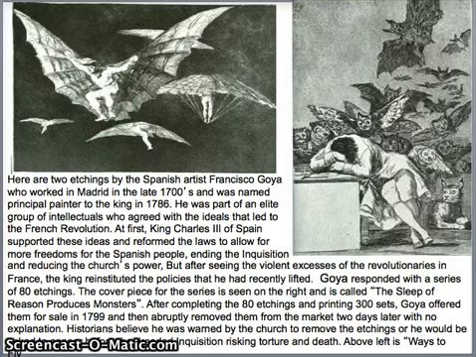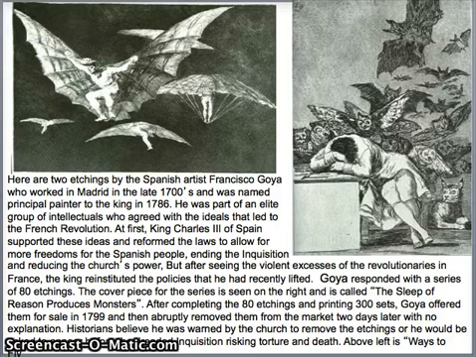But after he saw what was happening in France with the excesses of the revolutionaries and all those heads whacked off by the guillotines, he got a little scared, and he reinstituted the policies. Now, Goya responded with a series of 80 etchings. The cover piece for the series is seen on the right, and it's called The Sleep of Reason Produces Monsters.